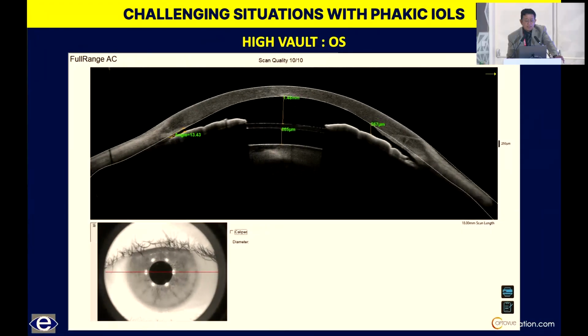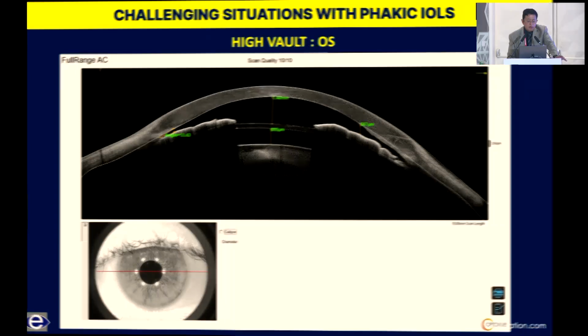And the fellow eye of the same patient, here again, both these eyes were keratoconus patients, and now it's considered, it's not off-label, but an approved indication. You can see here again, the angle is just about 13 degrees, and the vault is too high, somewhat less than the other eye, but still quite unacceptable.